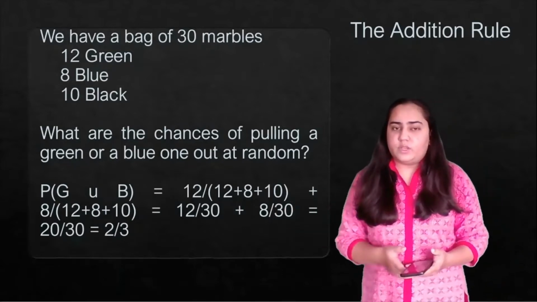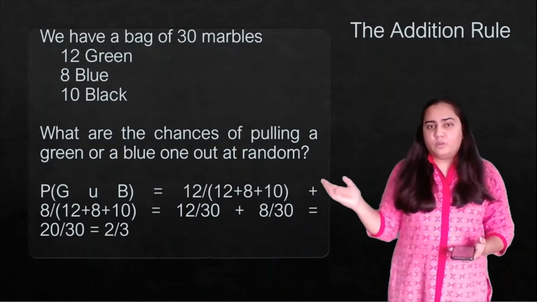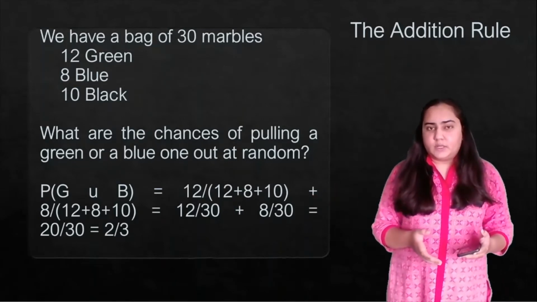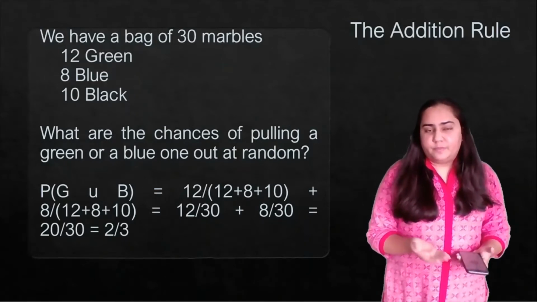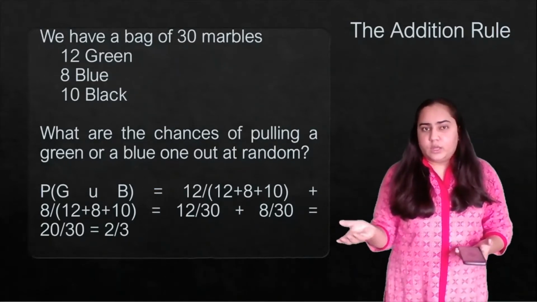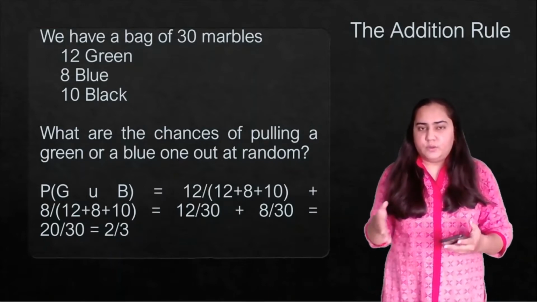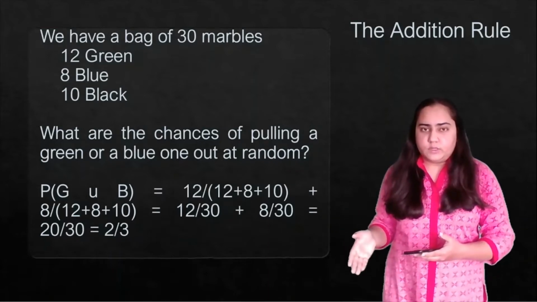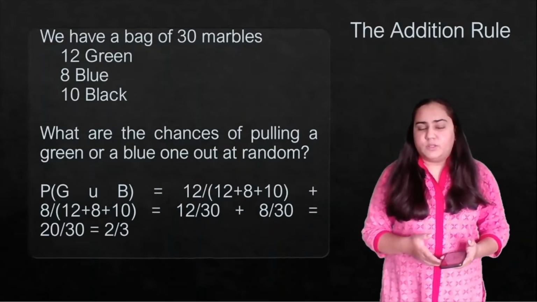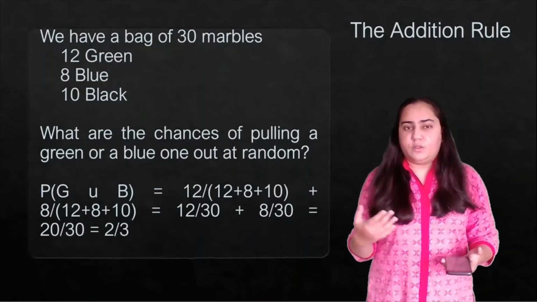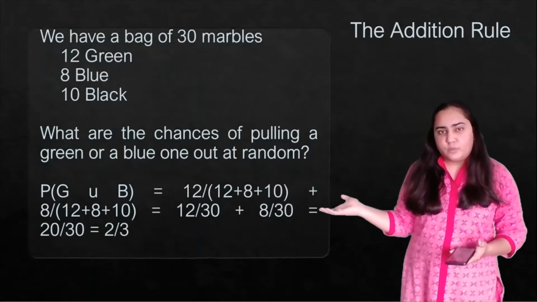And the reason why we are doing this is because we are applying the addition rule formula, which would say that 30, which is the total number of marbles, is equal to probability of getting green marbles, blue marbles, and black marbles. And so you're adding all those. And here you want to find the probability of getting either a green marble or a blue marble. So that is why we are using this formula.